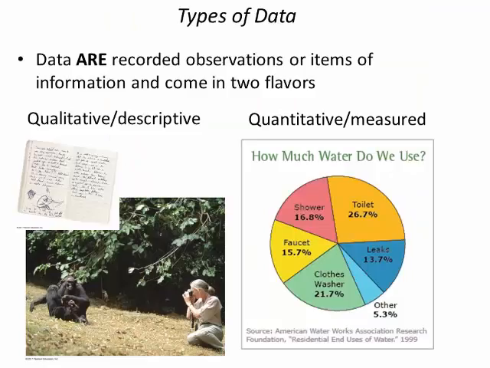There are two types of data, qualitative and quantitative. Qualitative data is descriptive data and generally lacks hard numbers. Jane Goodall's observations of chimpanzees' behavior are a great example of qualitative data. Quantitative data are measured data and consist of recorded measurements, which can be organized and summarized into tables and graphs.